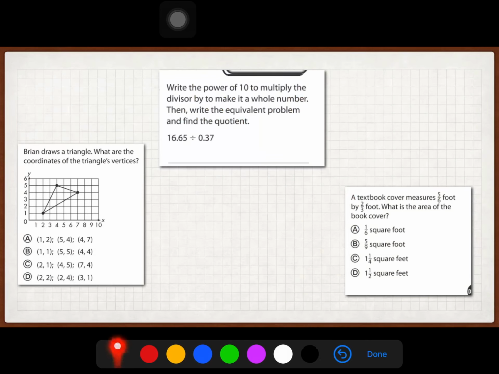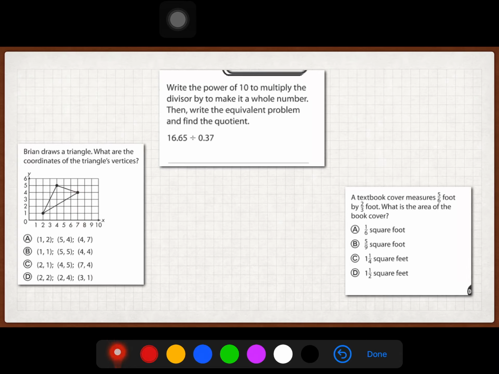Okay, so the first thing I'm going to do is look along my x-axis and I see the 2. And I'm going to go up 1. I know one vertex of this triangle is 2, 1. That looks like row C to me. And make sure 4, 5, yep. And 7, 4, yep. That's why C is correct.